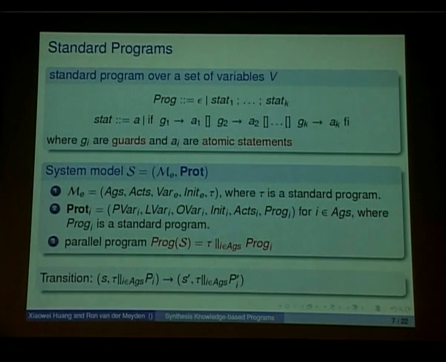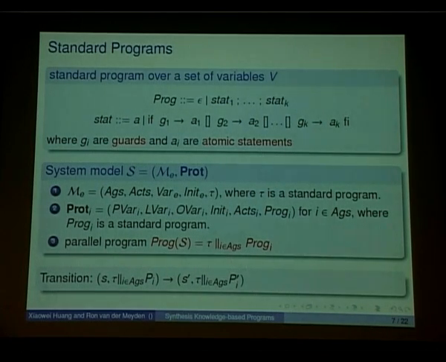Before we say what the knowledge-based program is, let's first see what the standard program is and how we can model this case in a standard program. The standard program in our case is a sequential structure. Every statement in this sequential structure can be an atomic statement, or it can be a conditional statement. The guards on the condition are Boolean expressions over the variables.